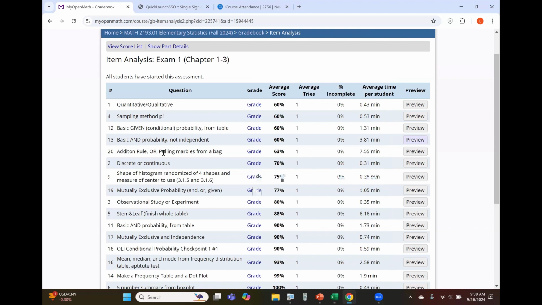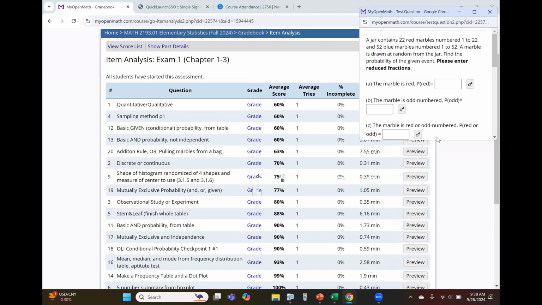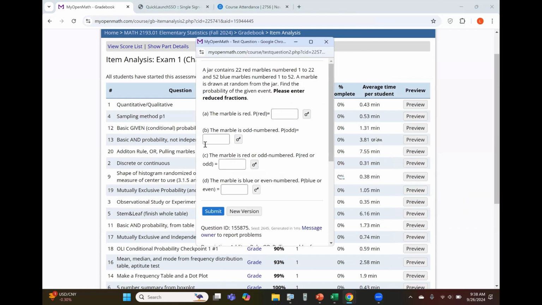Okay, and what's the next one? So this is the one where the first 2 parts you were fine and dandy with. The second 2 parts, not so much. The marble is red. So how many marbles do we have in this particular example? We have 22 red and 52 blue. Is that 74 marbles, 22 of which are red? So is that 22 over 74? Is that 11 over, what's 74? 37?